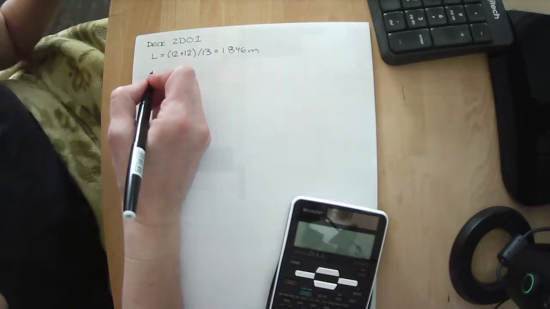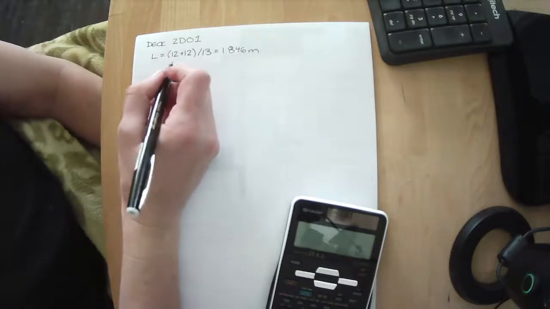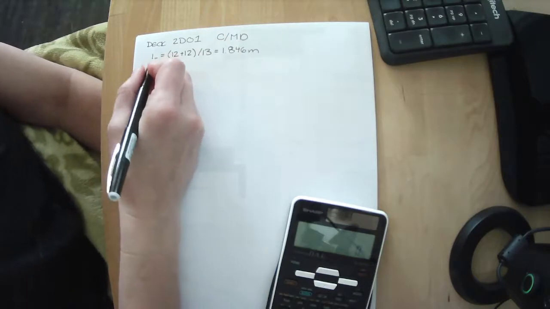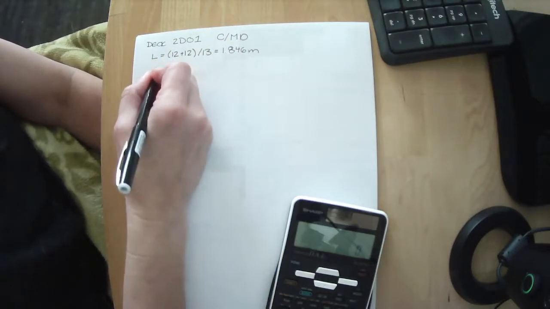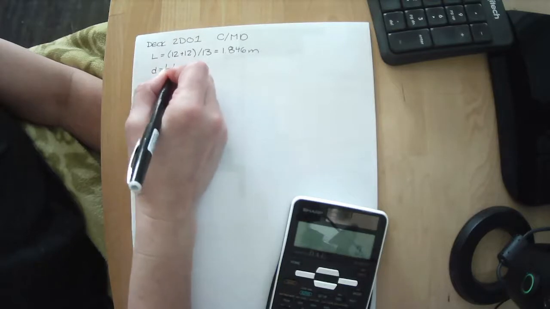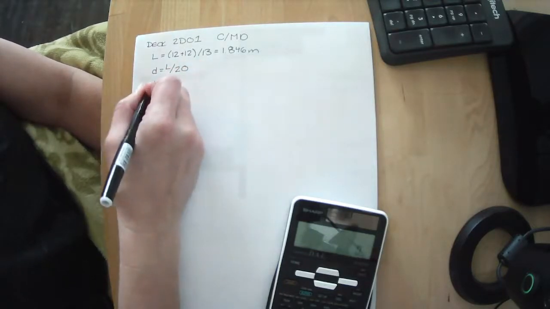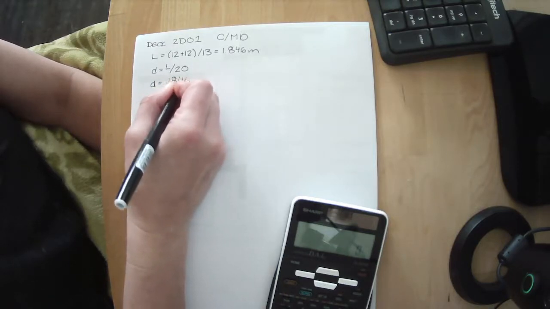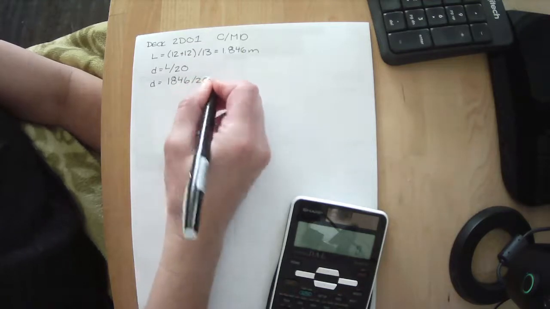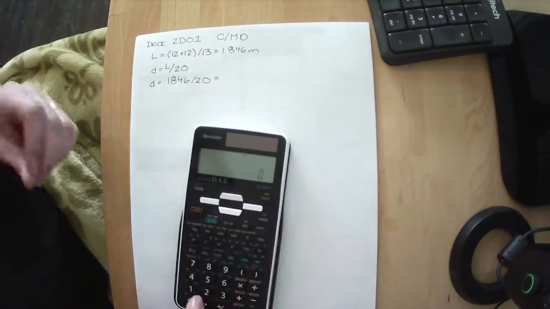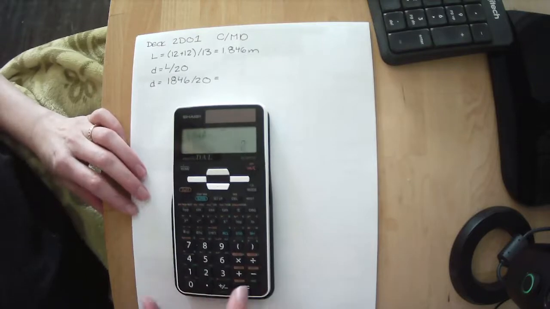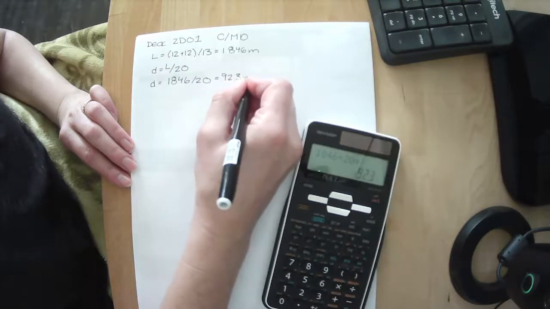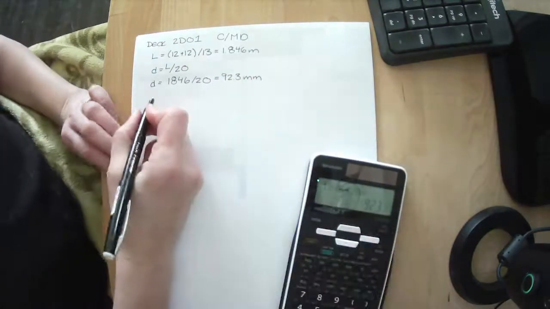We know the sizing guideline for metal deck is, let me just take a look. What did it tell us? Oh, it's concrete on metal deck. So they've told us it's concrete on metal deck, and we know the sizing guideline for concrete on metal deck is that the depth is L divided by 20. So the depth we need is D equals 1,846 divided by 20. So 1846 divided by 20 gives us 92.3 millimeters.